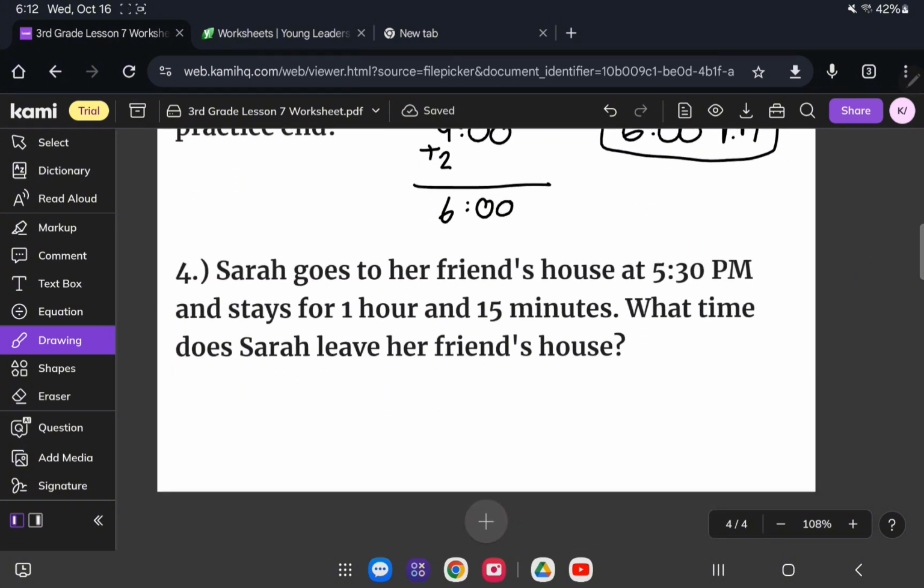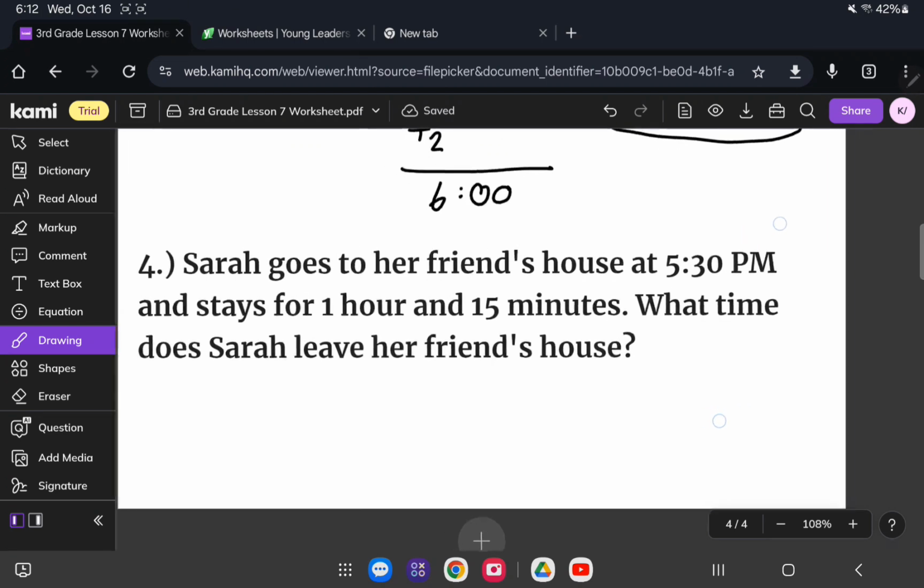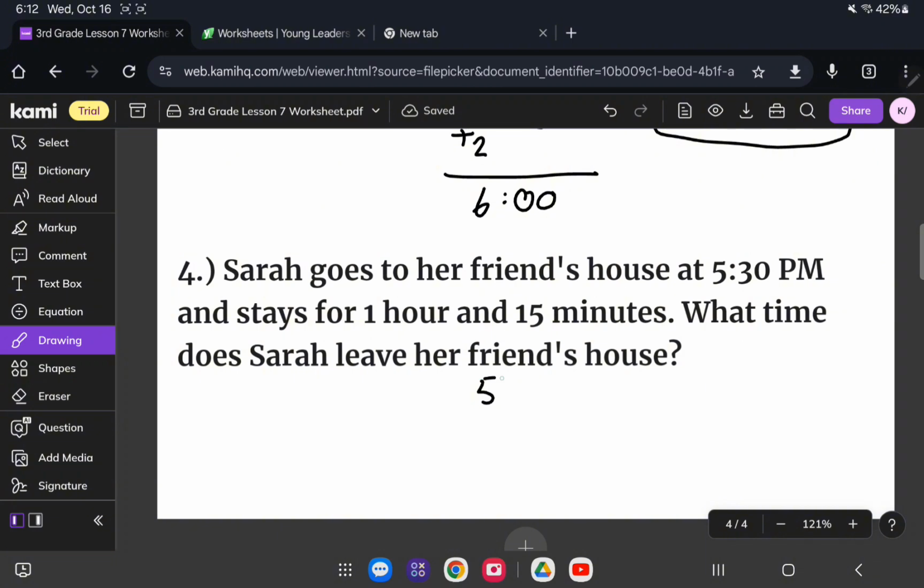Sarah goes to her friend's house at 5:30 p.m. and stays for 1 hour and 15 minutes. What time does Sarah leave her friend's house? So we take 5:30 and add 1 and 15 to it. So we just do our addition. 5 plus 0 is 5. 3 plus 1 is 4. And 5 plus 1 is 6. So Sarah leaves her friend's house at 6:45 p.m.